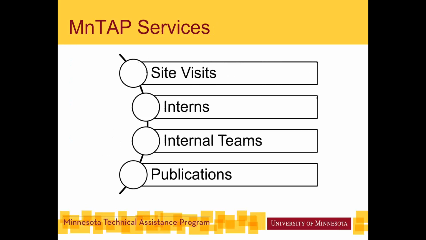We have 4 key services: site visits, where we provide on-site technical assistance; a summer intern program; facilitation of internal green teams; and a number of web-based and print-based publications. The 5th service that we offer under a different umbrella is a materials exchange program, which is an online business reuse program. I'm going to be talking about our social media approach with both our MnTAP program and our materials exchange. While they're operated out of the same office, for our social media and marketing purposes they are 2 separate programs, so I'll talk about them as such.